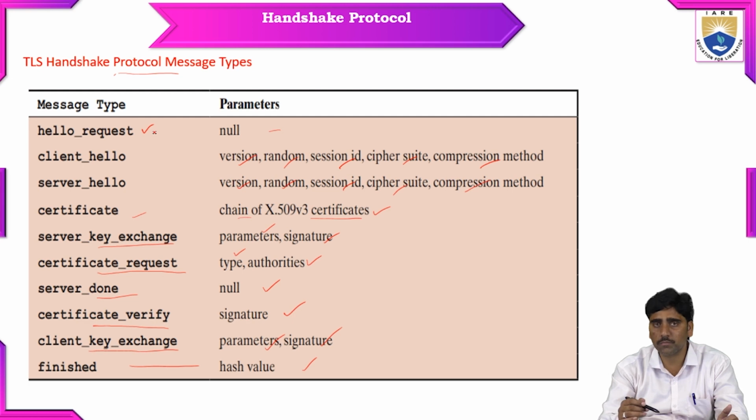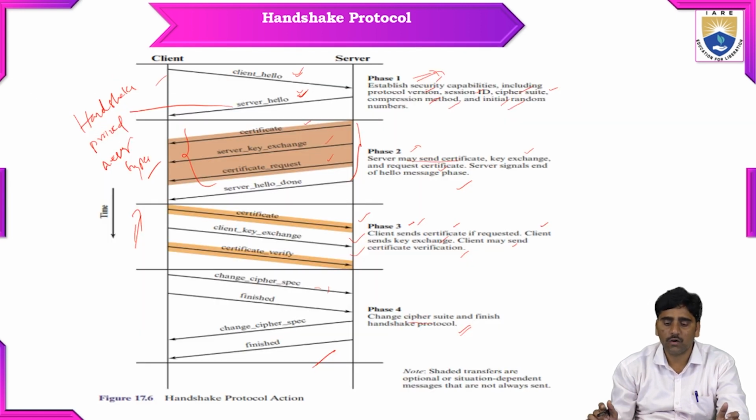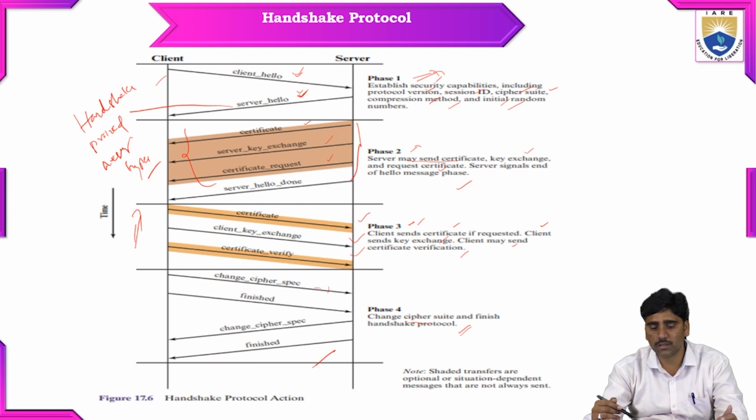So hello request is one type, client hello is one type, server hello is one type, certificate is one type, server key exchange is one type, certificate request is one type, server done is one type, certificate verify is one type, client key exchange is one type, and finished is also one type. So these are all the message types that are going to be communicated between client and server. So here we can see the different phases that are going to be communicated between both client and server with the help of message types.